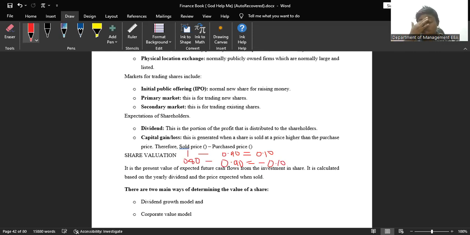So that's what we are talking about. If you sell it higher than the price you bought it, you are making a capital gain. If it's lower than the price you bought it, then you are making a capital loss. Okay, let's continue.